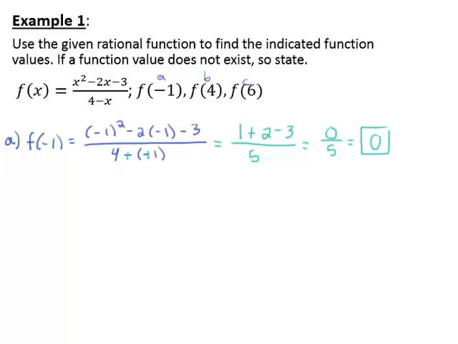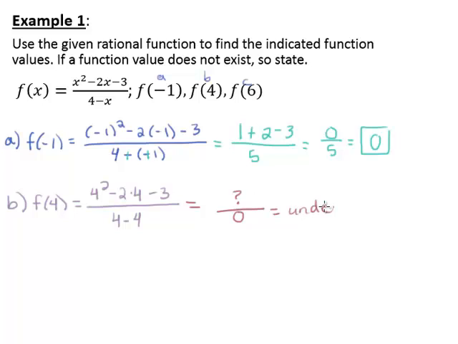Now let's do B and find f of 4. So we plug in 4, and since it's not a negative number, we don't necessarily have to put it in parentheses. You can if you want to. And on this one, we can save ourselves some time if we look here at the bottom. 4 minus 4 is really easy to do. And if you see that it's 0, it really doesn't matter what's on top. If we have a 0 on the bottom, that makes our answer undefined.